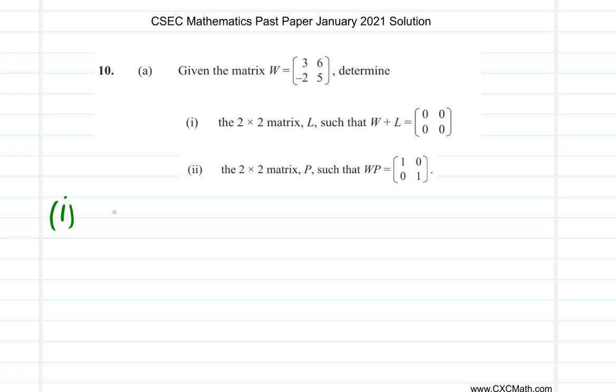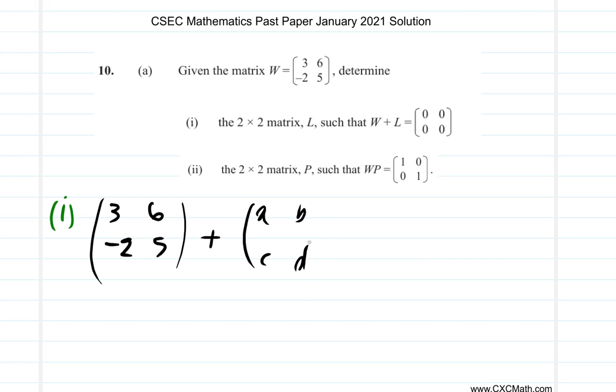By the way, you pause the video and work out the matrix L for me. Alright, you finished? What did you get? Now, W is 3, 6, negative 2, 5. Let's say the matrix L, you're going to add to it. Let's say it is A, B, C, D. And when you add them, you get 0, 0, 0, 0. Alright?